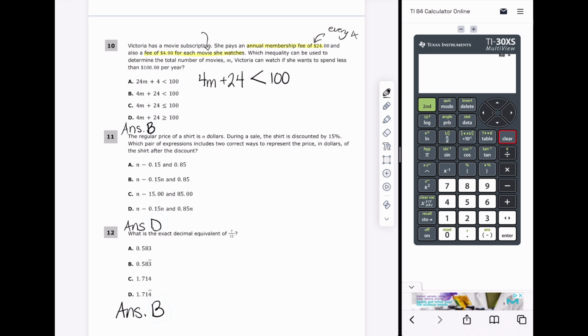Okay, so here's my question. Can she spend exactly $100? Is that okay? Would that be all right? And I'm going to say no, because in the question it says she wants to spend less than. It does not say less than or equal to. It just says less than. So I'm not going to underline this. And that's why my answer is B. Okay, and that's why I'm not choosing C.